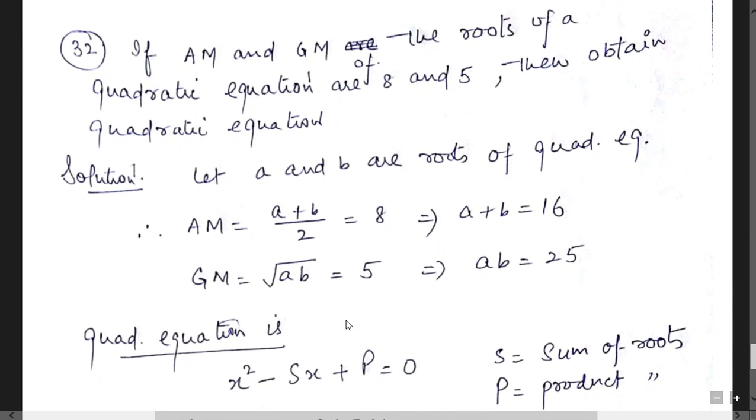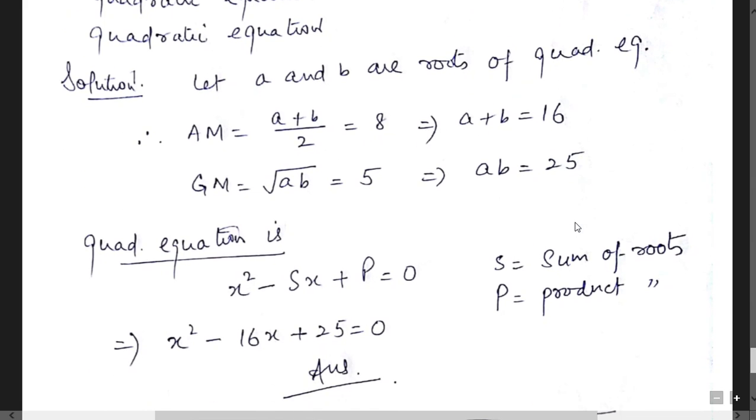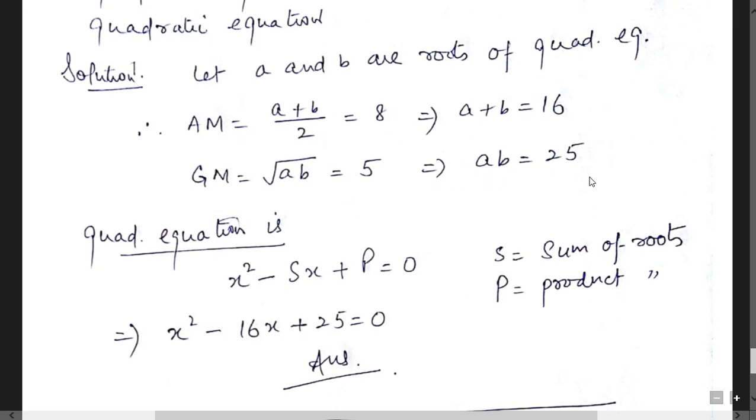Question number 32. It is the last question of this exercise. If the arithmetic mean and geometric mean of the roots of a quadratic equation are 8 and 5. Suppose the roots are a and b. It means the arithmetic mean is (a plus b) divided by 2. That is 8. It means a plus b is equal to 16. Similarly, the geometric mean is the square root of ab. This value is 5. It means ab is 25.